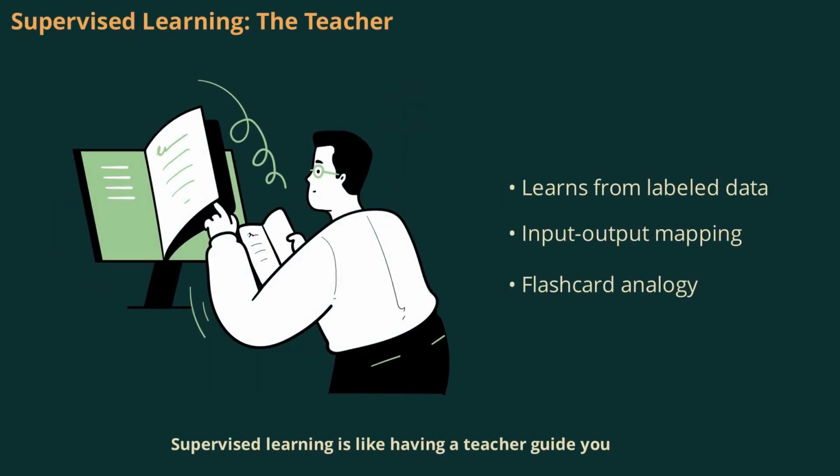Supervised learning is like having a teacher guide you. The machine learns from labeled data that already contains the right answers. Think of it as a student studying with flashcards. Questions on one side, answers on the back. The algorithm looks at input-output pairs and learns to map inputs to the correct outputs. This method is widely used in real-world applications, such as email spam detection, house price prediction, and image classification. The most common algorithms include linear regression, logistic regression, decision trees, and support vector machines.